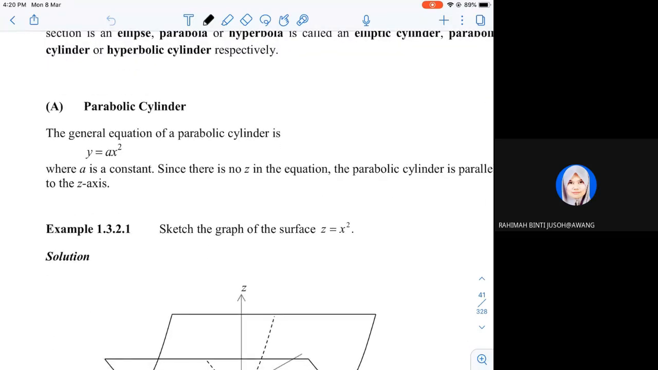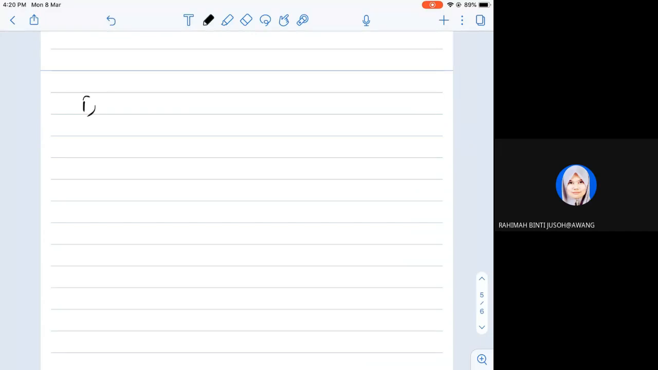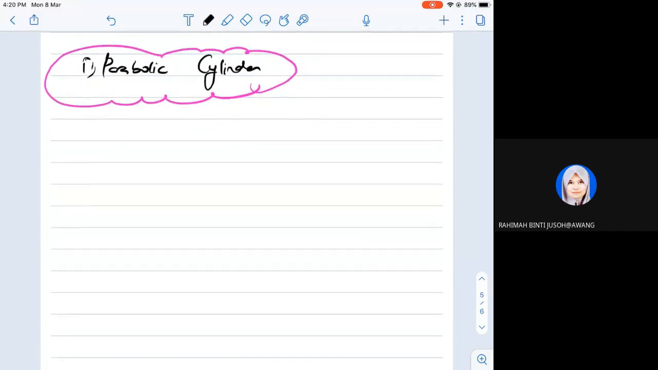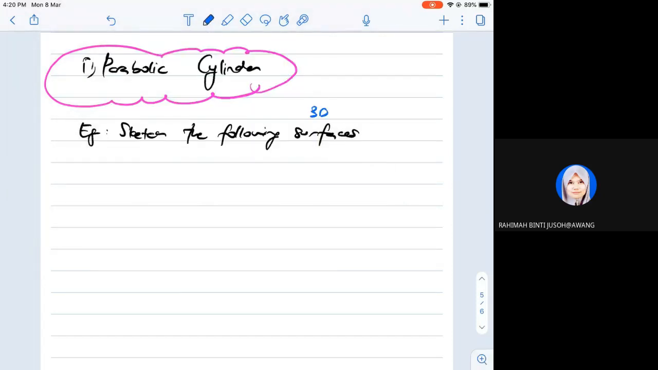First, we will learn about parabolic cylinder. Okay, number 1. Parabolic cylinder. Okay, again, I will show some examples. Sketch the following surfaces. Remember I said in subtopic 1.2 last week, when there is the word surfaces, this means 3D, it needs to be drawn in 3D. Okay. Question number 1.